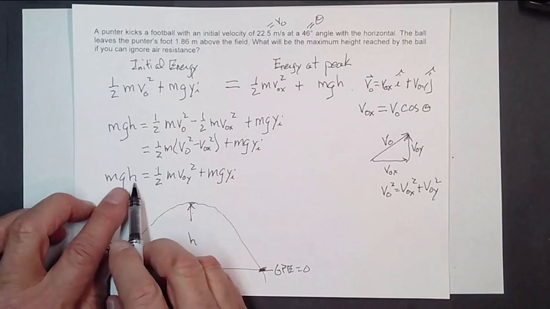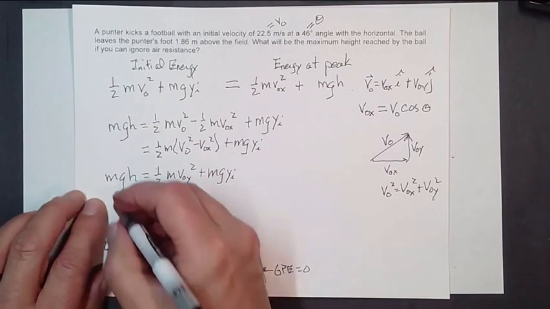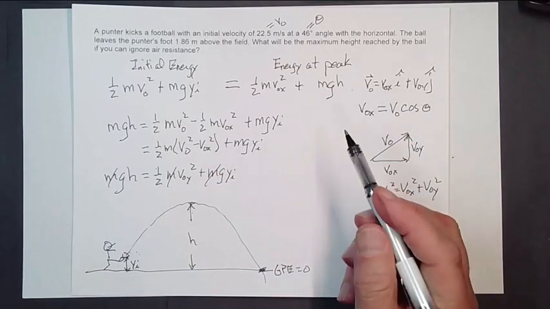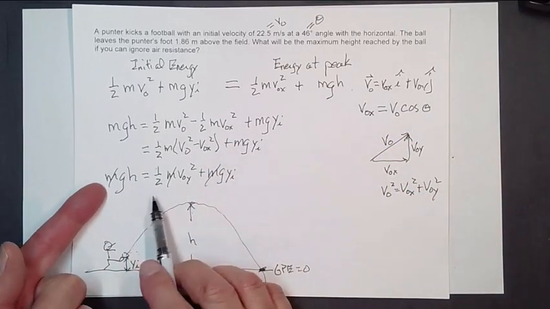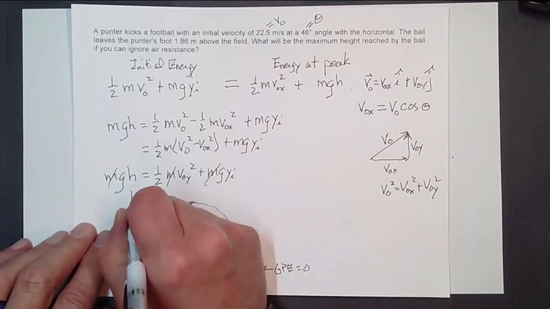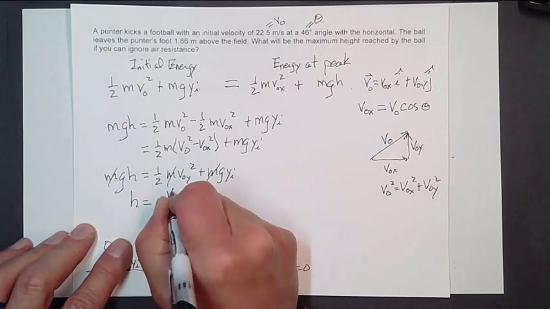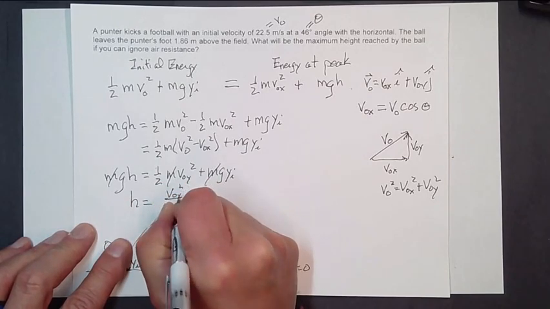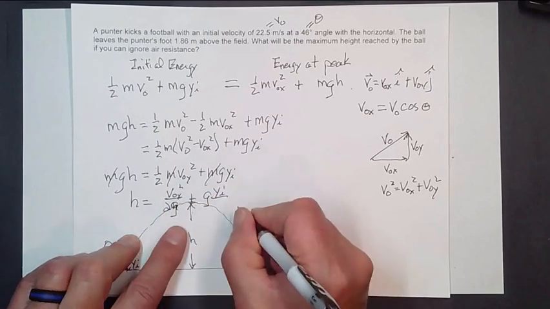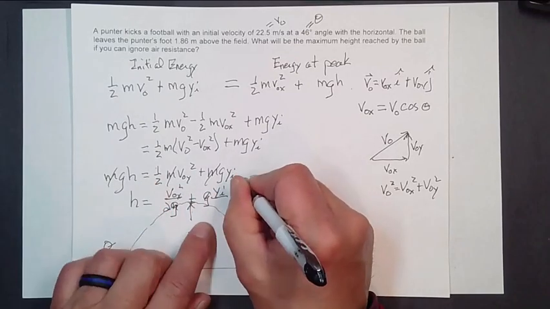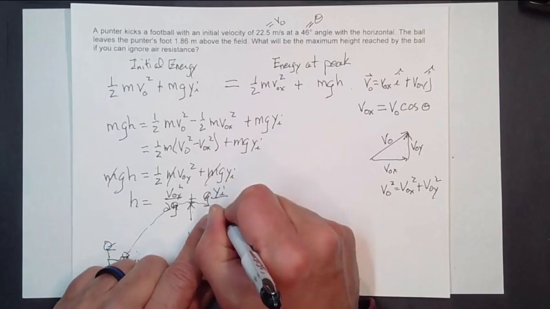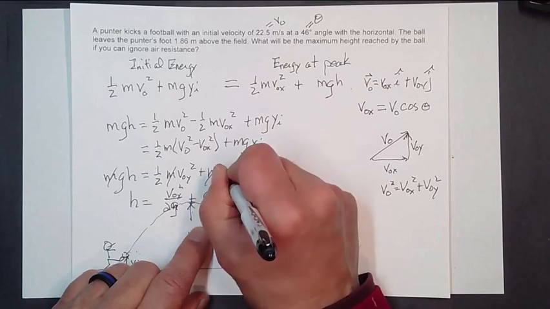All right, I'm after h. Well, one thing I can do is divide out the m's. I'm not given the mass of the football anyway, but it's in every term, so I can get rid of it. And then the h will equal v naught y squared over 2g plus, when I divide this one by g, I'll get y initial, just y initial, actually.